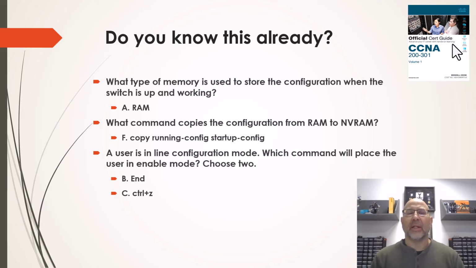Okay, a user is in line configuration mode. Which command will place the user in enable mode? So what we're getting to here is that there are a couple of layers or a couple of steps in our configuration or when we're working with the CLI. And exit is one of the options. Exit just moves you up one level, and I'll show you exactly what that means later on. But there are two ways to get you all the way out to just enable, and that is the end command or Control-Z. So it turns out that there are a lot of control plus a letter options that will get you around or allow you to navigate a little bit.